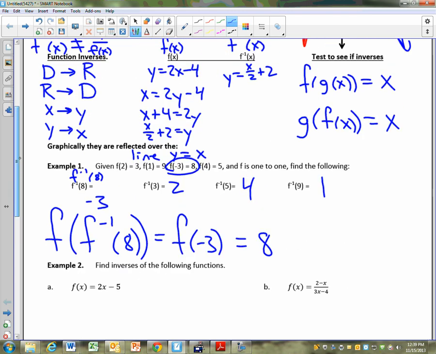And that's exactly what happens here. Whatever you started with, that's what you get out. Just like that. That's why that works.